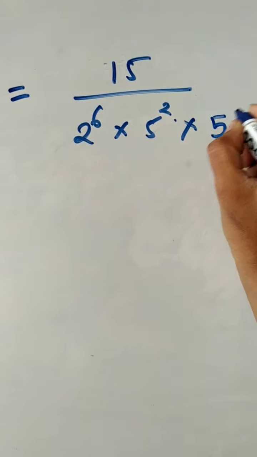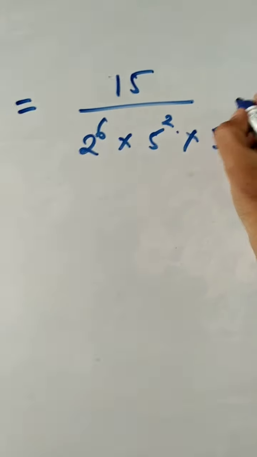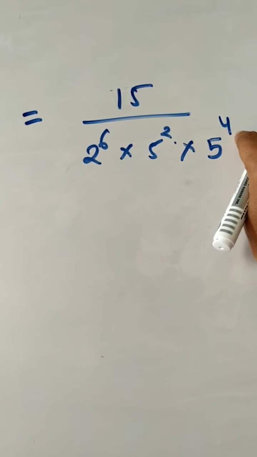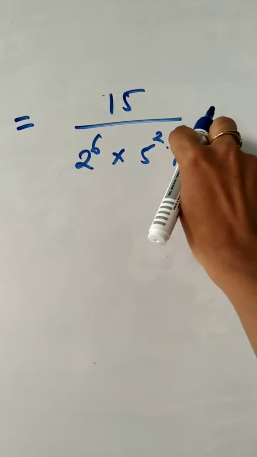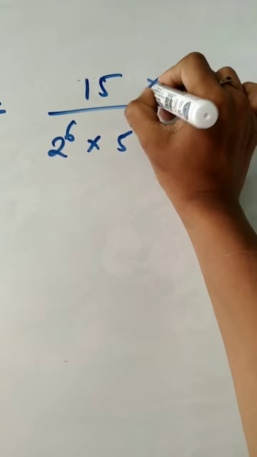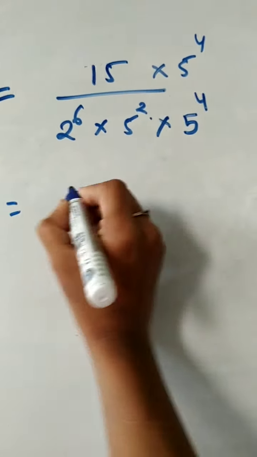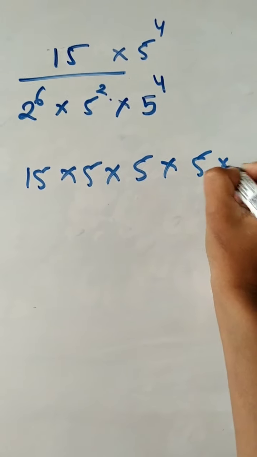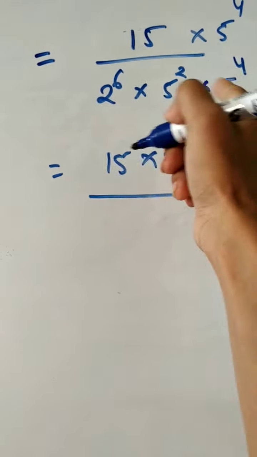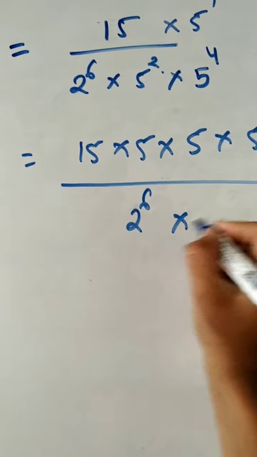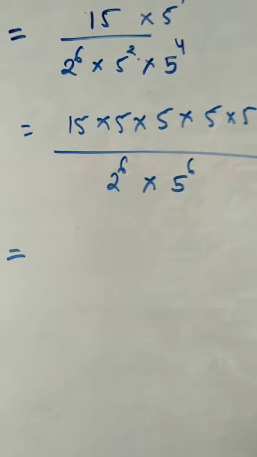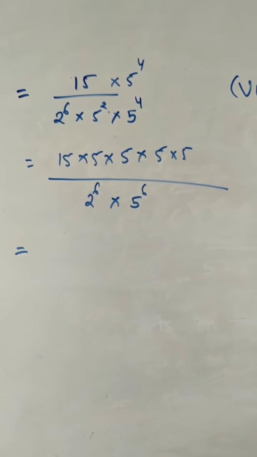So what we will add over here, then it will become 6. So here I will tell you that if the base is the same and the power is there, the sum will be there. So here we will write 5 raised to 4. So it will become 15 into 5 into 5 into 5 into 5. And here we will write 2 raised to 6 and also 5 raised to 6. So in our next step, we will multiply all these things.